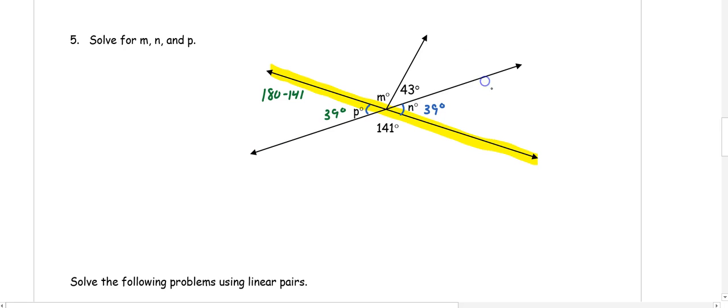And then I can go back to that straight line that I started. So to get M, I know two of the angle measurements, so I can subtract them from 180 to get my third angle measure. So 180 minus 43 minus 39 means that M is 98 degrees.